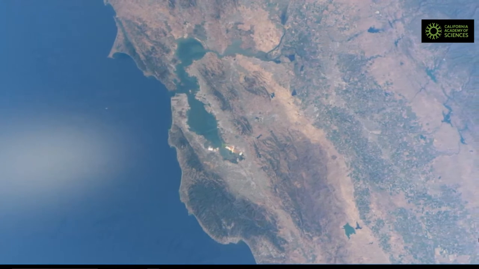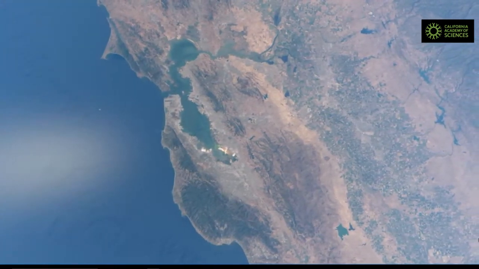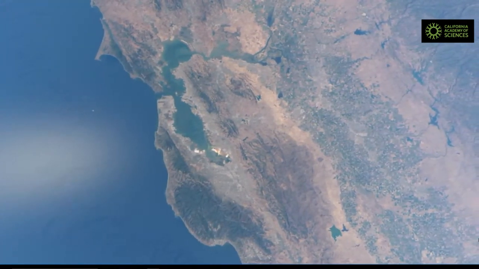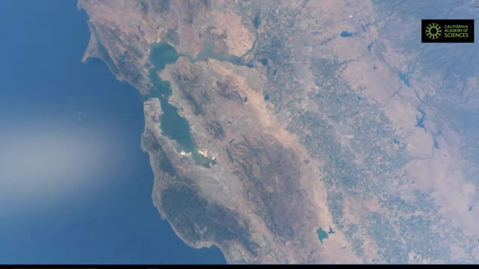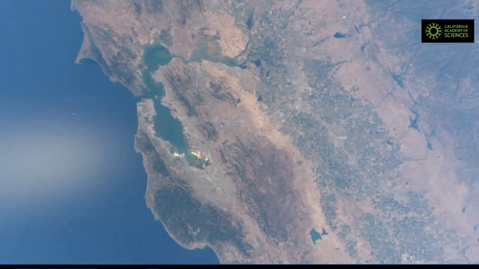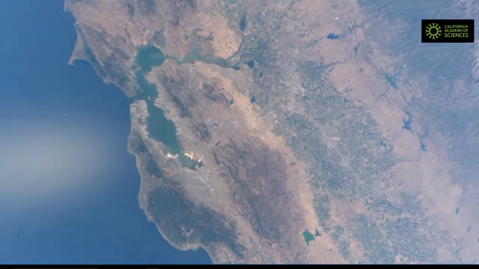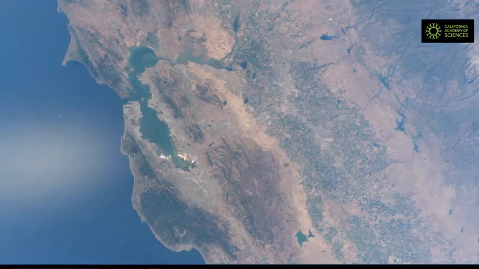That height, that altitude, is the official boundary of outer space. Why did they pick that? I mean, is there a sign that says outer space begins here? No. As you travel higher and higher into the atmosphere, the air gets thinner and thinner and thinner and thinner.